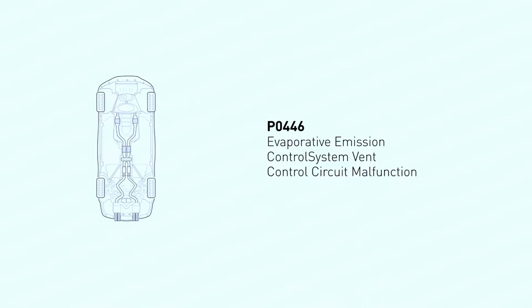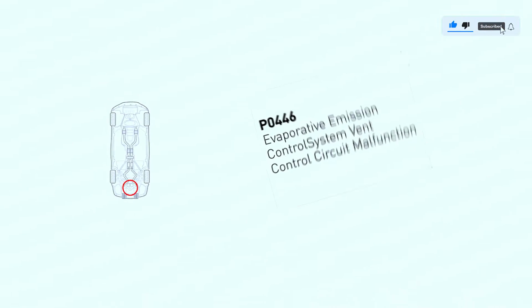Your car's fuel tank evaporates gas, and the evap system captures those vapors to prevent them from polluting the air. The P0446 code means the computer isn't happy with how that venting process is working.